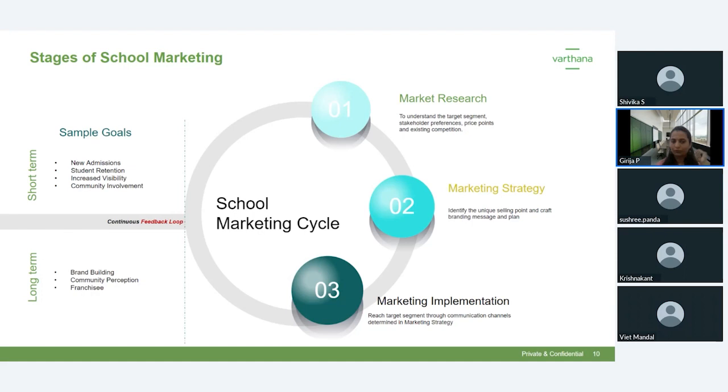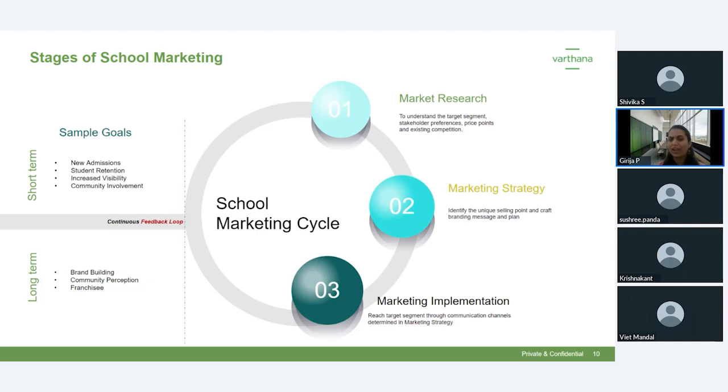Long-term goals will be brand building, the identity of your school within the community, how the parents see it, community perception about your school reputation, and if you want to open something, like franchises. So whenever you're doing school marketing, please keep these short-term and long-term goals in mind.